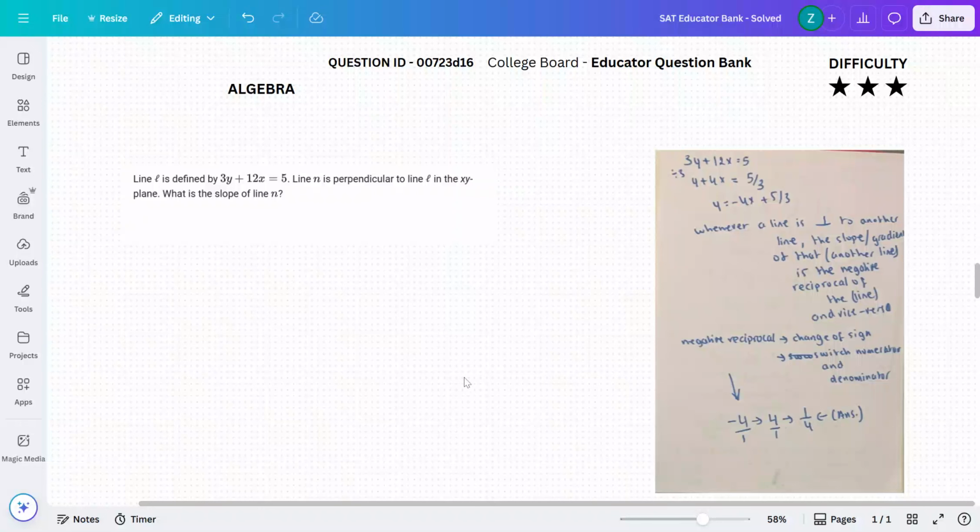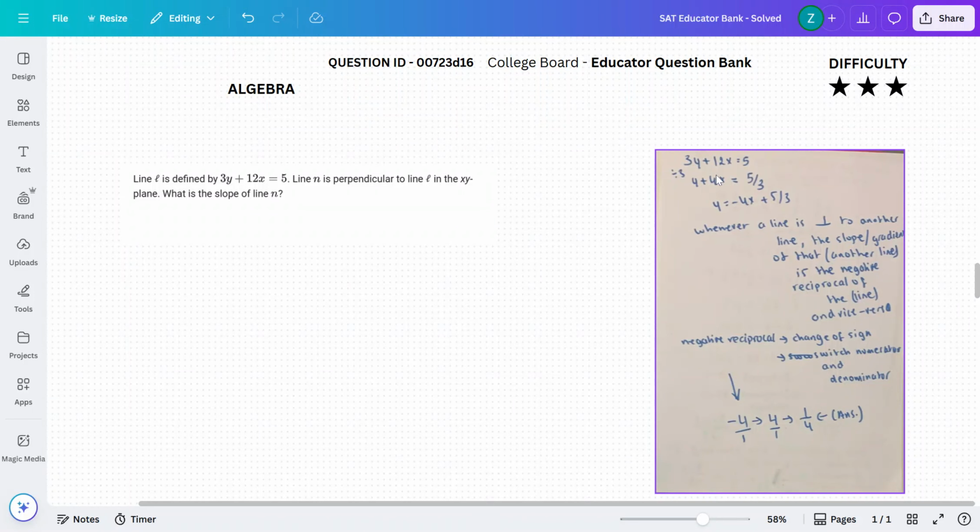Okay, so here we're given a line L that is defined by 3y plus 12x equals 5. Line N is perpendicular to line L in the xy plane, and what is the slope of line N? So here we just want to render our equation into a straight line with y isolated.